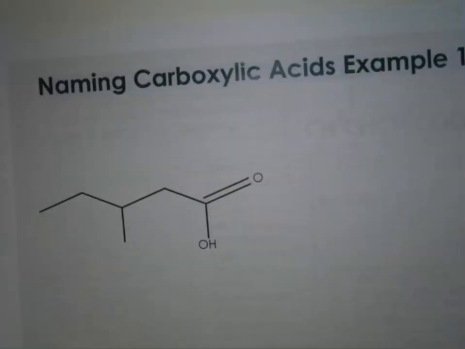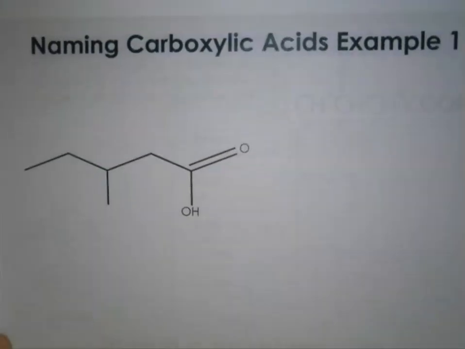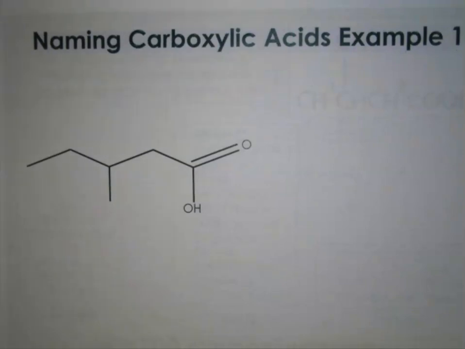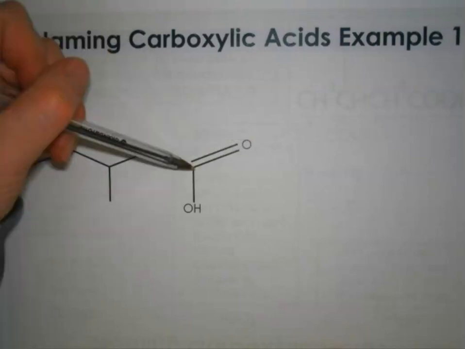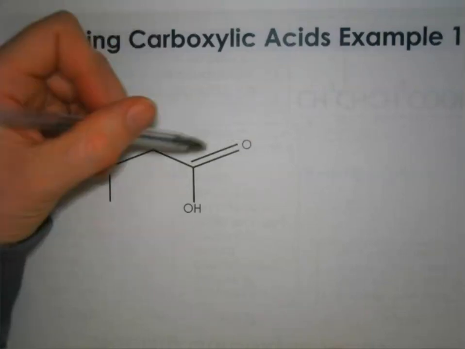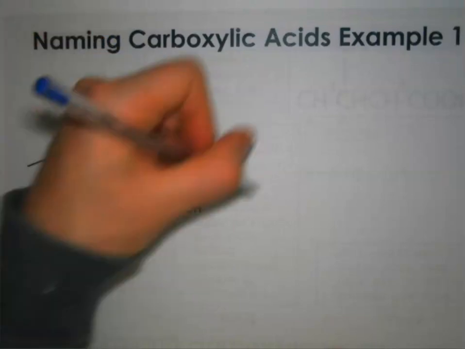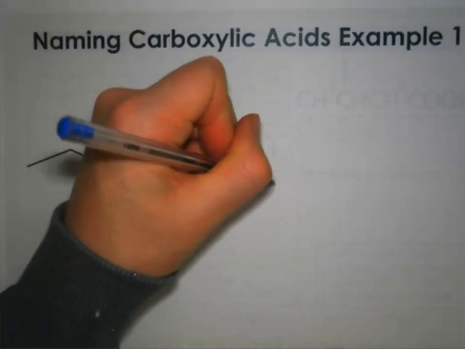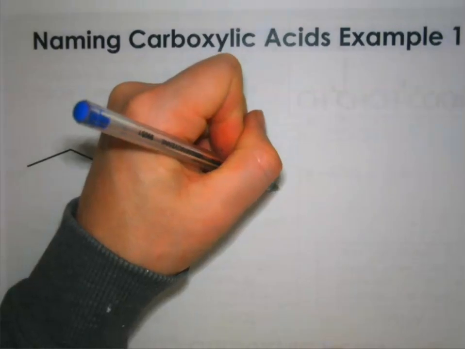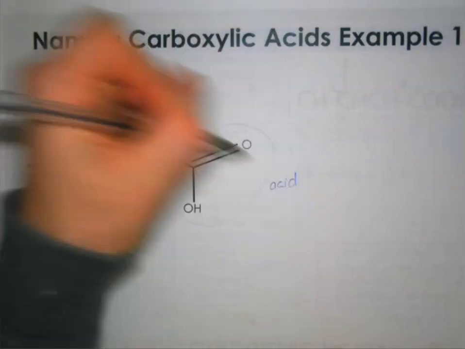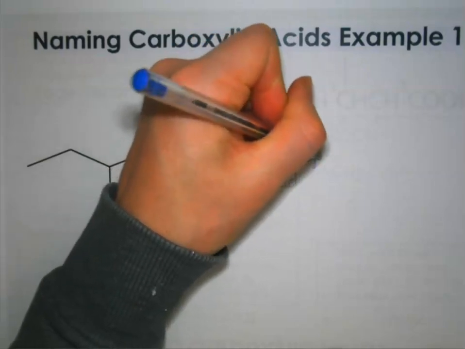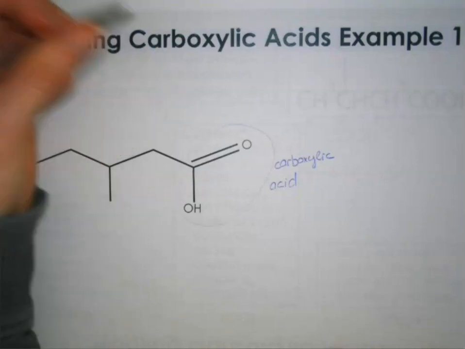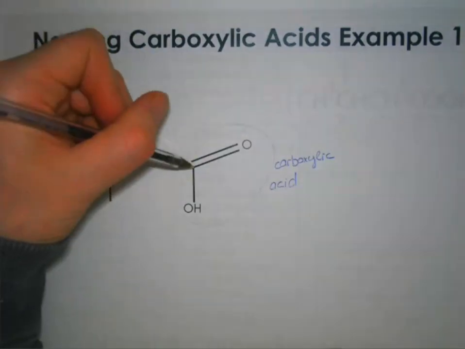So let's try an example of naming carboxylic acids here. Over here we can see we have a carbon double bonded to an oxygen and single bonded to a hydroxyl group. So this is telling us that we have a carboxylic acid. Okay, and so now we just need to figure out how long our parent chain is.